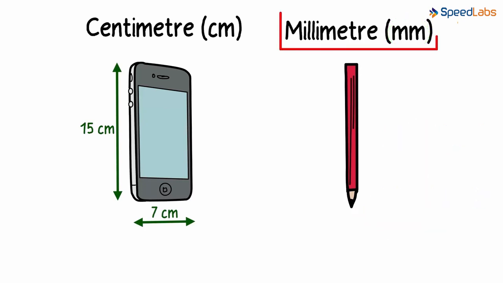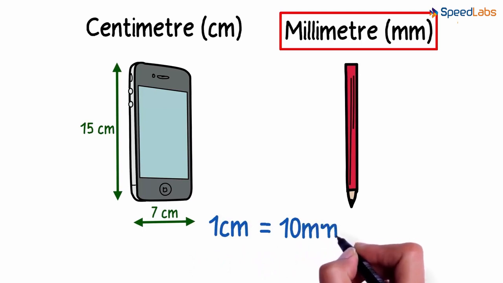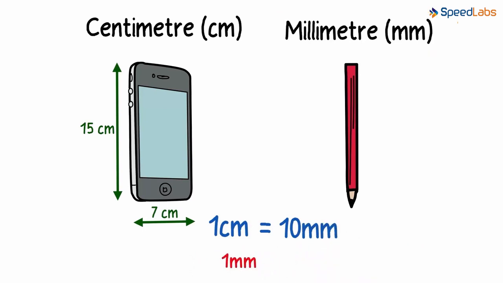How small is this unit? Well, 1 centimeter is equal to 10 millimeters. Each millimeter is 1/10 the length of a centimeter.